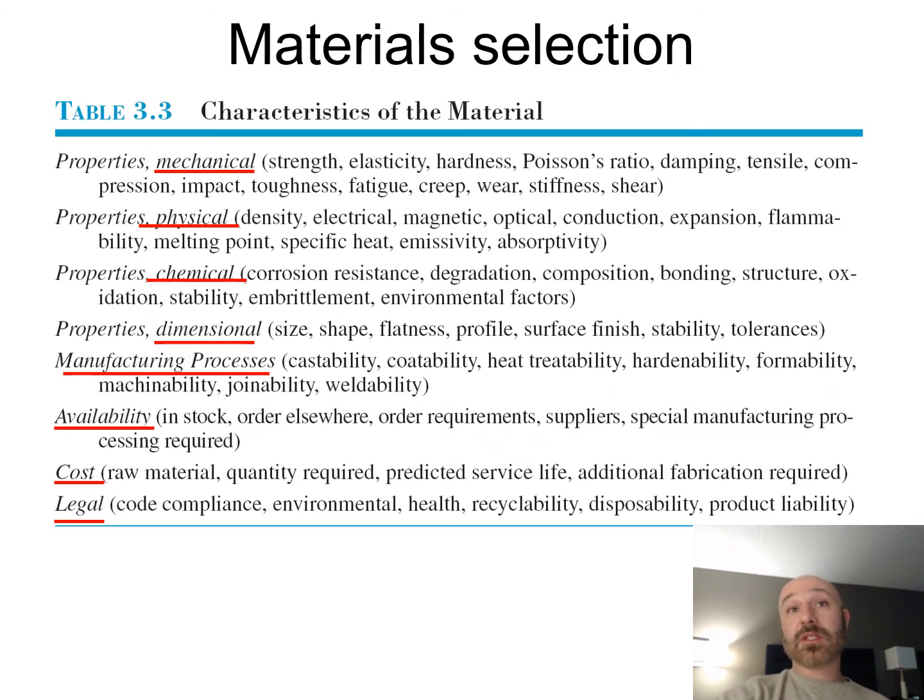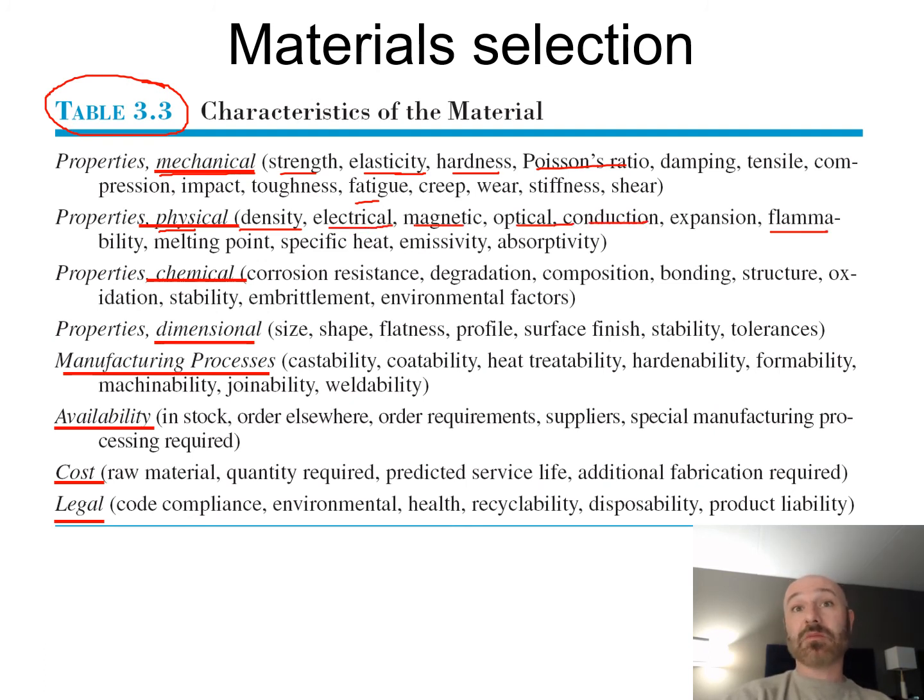Another thing to consider in Table 3.3 is a great way to summarize this: the characteristics of the material. We're not just talking about the mechanical characteristics that we're used to from our stress-strain curve, where it's the strength, modulus of elasticity, hardness, Poisson's ratio, damping, tensile test, all those things, fatigue. Those are great, and we do need to consider those, but there are other things as well. Physical properties: are we concerned about density and the electrical, magnetic, optical, conductive properties, anything like that?